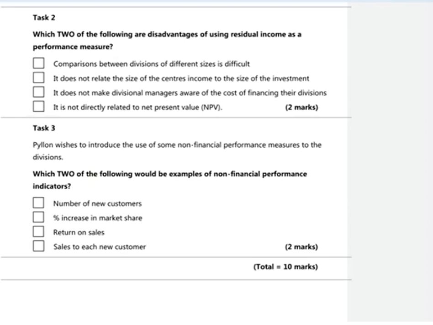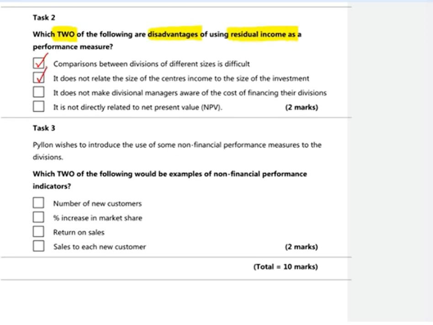To score the final 4 marks for this task, we'll need to be able to deal with the discursive sections. So we're asked for 2 disadvantages of using residual income as a performance measure. One of the problems we have with residual income is that it's difficult to make comparisons between divisions of different sizes. The figure that we produce is an absolute value, the number of pounds or dollars or euros of return we have generated in excess of the required return. It doesn't consider the size of the initial investment that went into that.